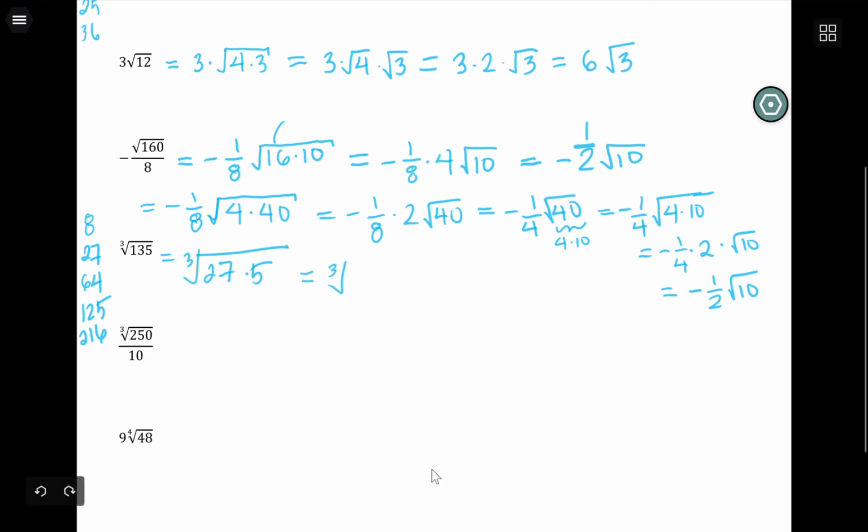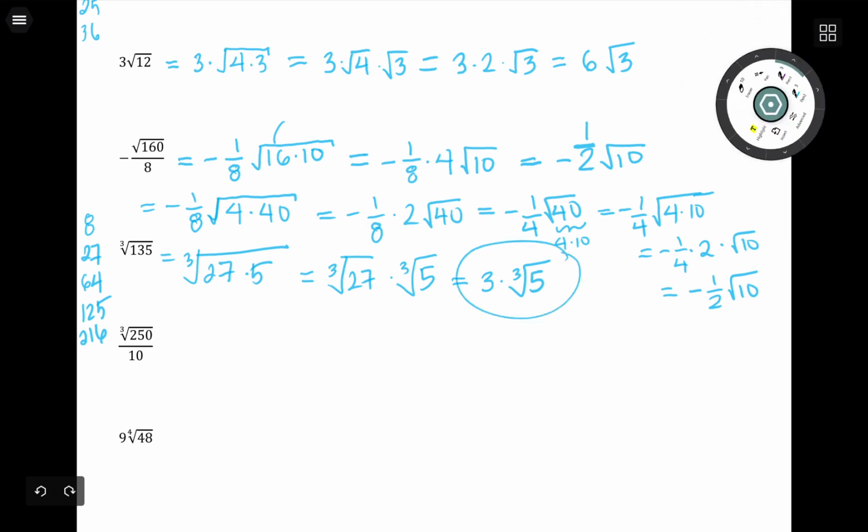We're going to take the cube root of the 27 and the cube root of the 5. The cube root of the 27 is 3. The cube root of 5 is what it is, and that's our answer. Okay, let me switch colors. These are all getting kind of mushed together. All right, 2 more. Long video, but I'm almost done.